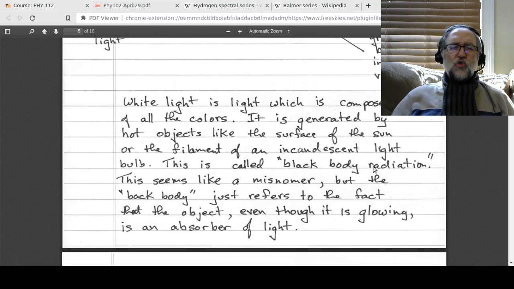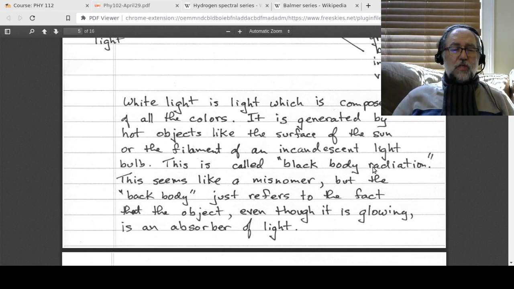That seems like a very strange name for a source of light, because you don't think of black as emitting light. You think of white as emitting light. But the reason it's called black body radiation is because the material itself is actually an absorber of light, and what's causing the light is heat. This is actually light as a form of heat. Now how that works is a part of modern physics, and it's beyond the scope of this course.